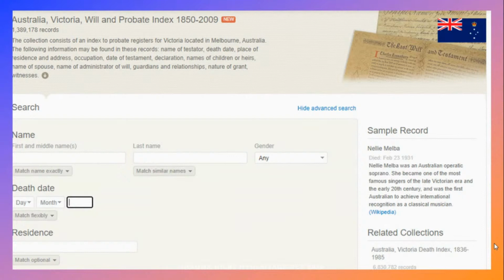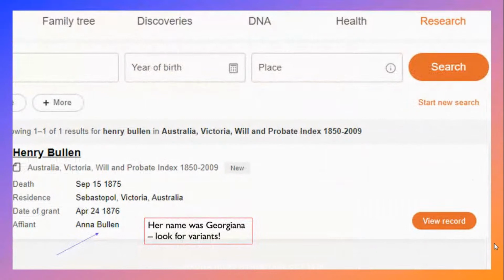That's quite recent, and it's a really good index to find things like death dates and probate dates. It doesn't lead you to the digitized images, which only go up to 1925 anyway, but you have the index all the way through to 2009. I put in my Henry Bullen, who was in Victoria for the gold fields in the 1850s.